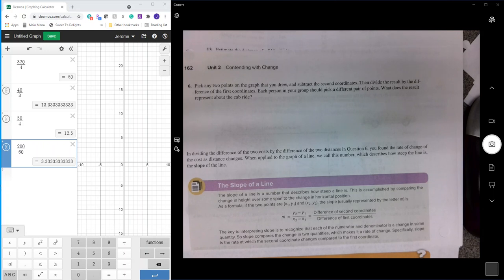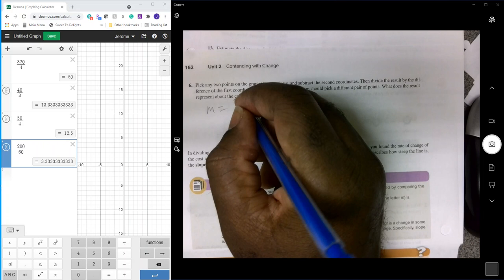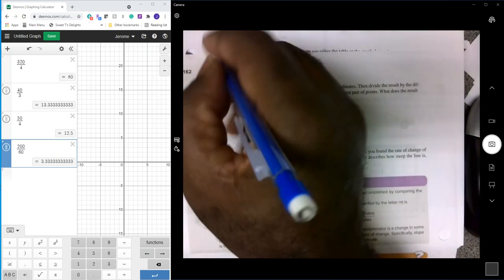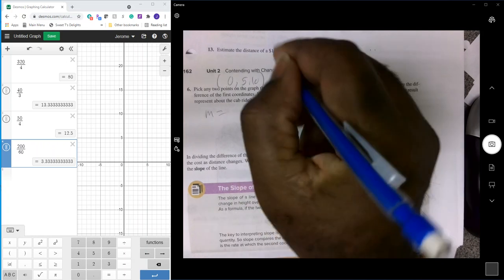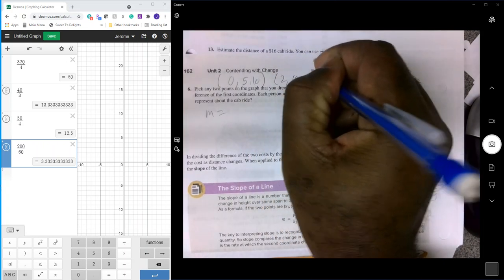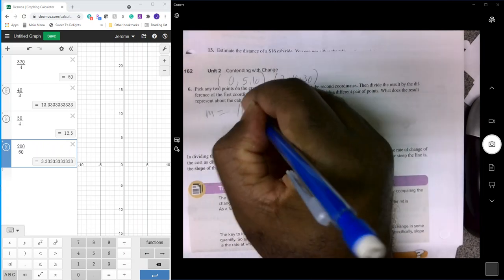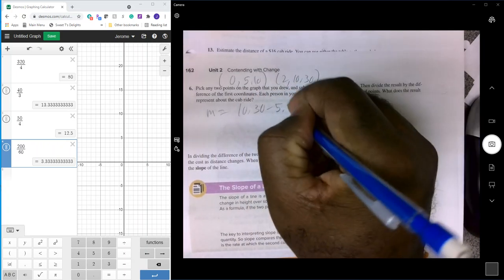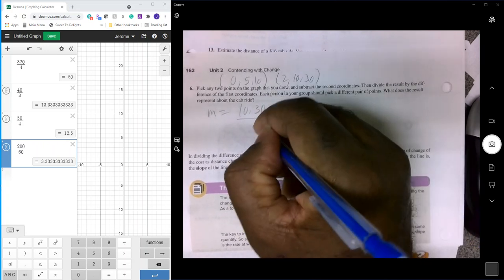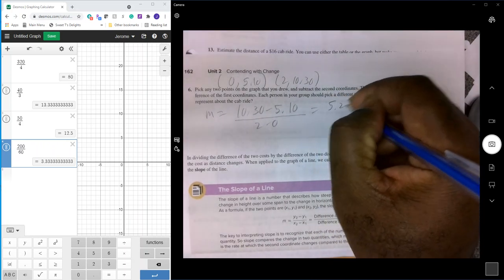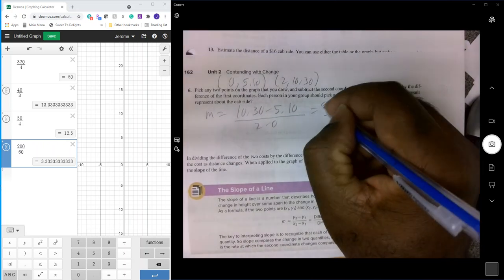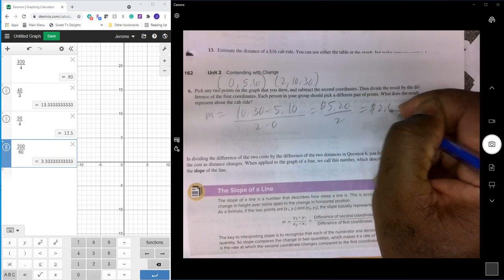Okay, so basically, we're just doing slope here. So I'll just pick 2 points. I'm going to write them up here. I'm going to pick the y-intercept, which was 0, 5.10. And then I'm going to pick the 2-mile, which is $10.30. So we had $10.30 minus $5.10, all over 2 minus 0. 1030 minus 510 is $5.20 divided by 2 gives us $2.60.